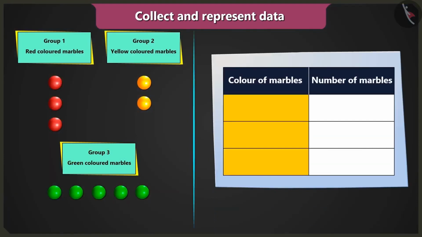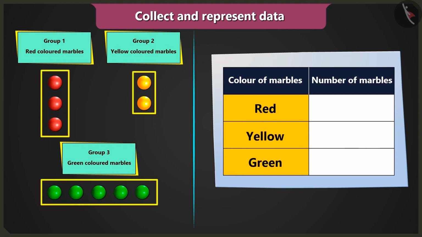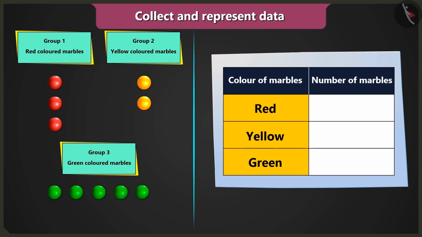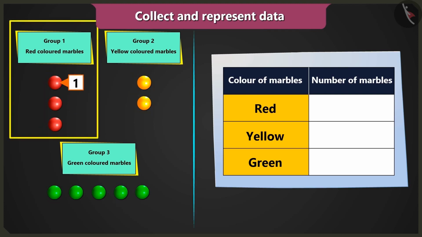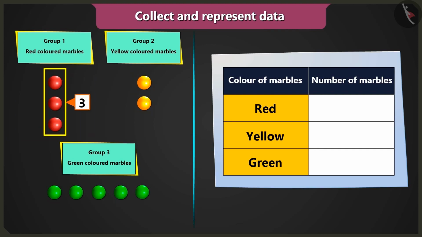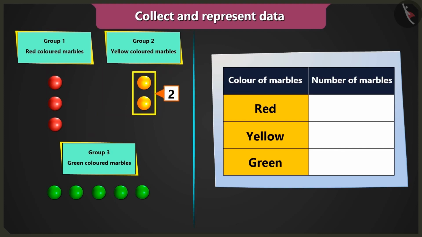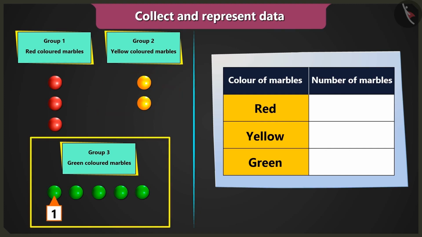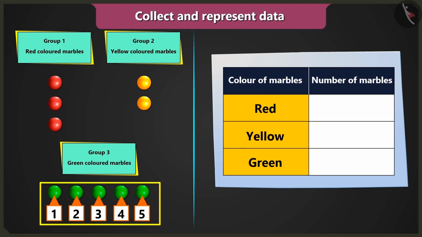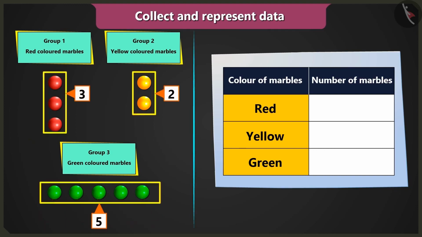Now you have to write the names of the colors red, yellow and green in the column color of marbles. What do we have to do next? Now we have to count the number of marbles in each group. There are 1, 2 and 3 red marbles in the first group. 1 and 2, 2 yellow marbles in the second group. And 1, 2, 3, 4 and 5 green marbles in the third group.